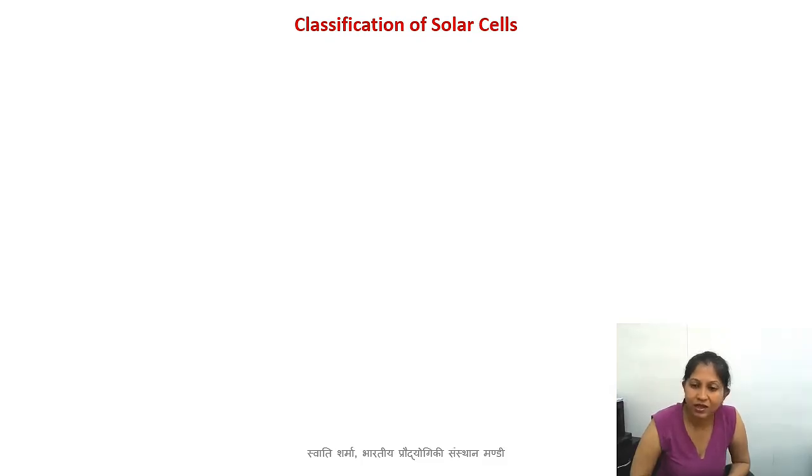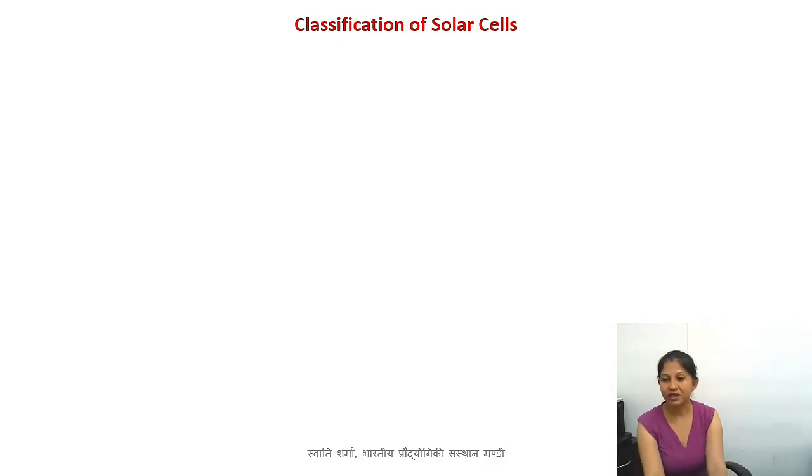Hello, so in this lecture we are going to talk about the classification of solar cells. In the previous lecture you learned what is the fundamental working principle of a solar cell and that we use semiconductor materials to make solar cells. Now we will learn if there are any other materials other than silicon that are used for the fabrication of solar cells. If yes, can we classify our solar cells based on the materials?